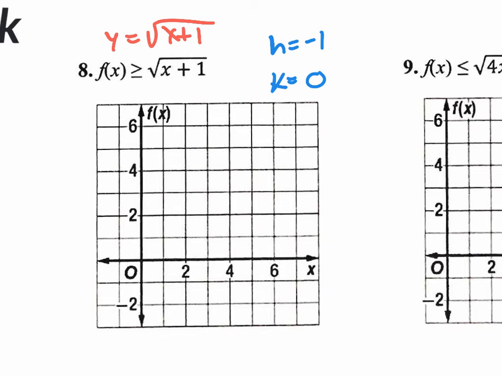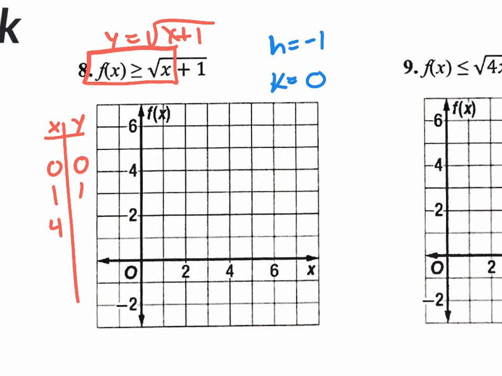Now, we usually box in and come up with the input-output table, and that's just your parent graph. It's really easy to find inputs and outputs to the square root of x. Square root of 0 is 0, square root of 1 is 1, square root of 4 is 2, square root of 9 is 3. And we're going to shift all of these where? 1 unit to the right. Left. H is negative 1, so we're going to be shifting to the left.